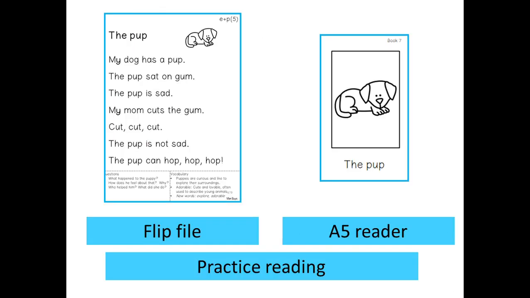Okay, so in your flip file, you will get a story and sometimes also a reader. But at this stage, the reader might be different to the story. The reader might be the reader for the previous week's story. So it won't necessarily match, but that's not a problem. It's all about practicing, practicing, practicing.